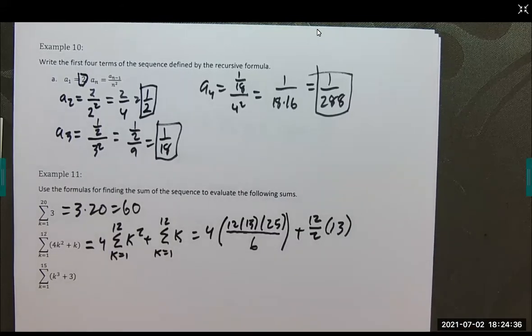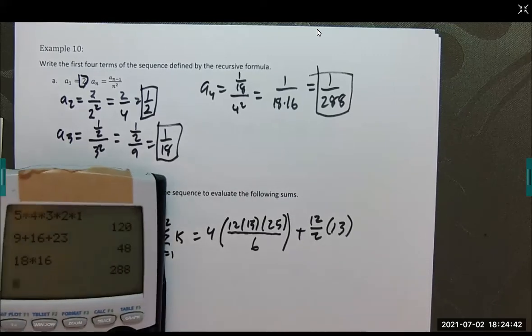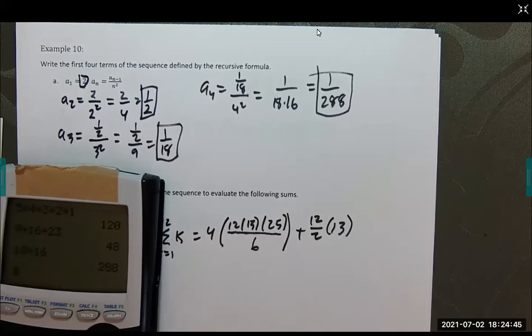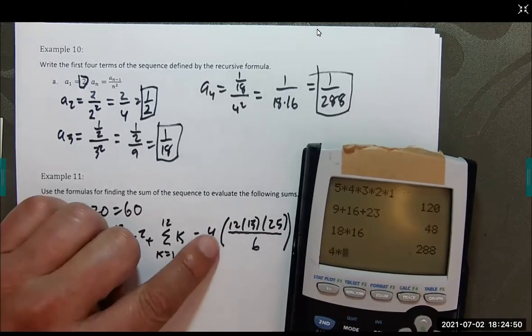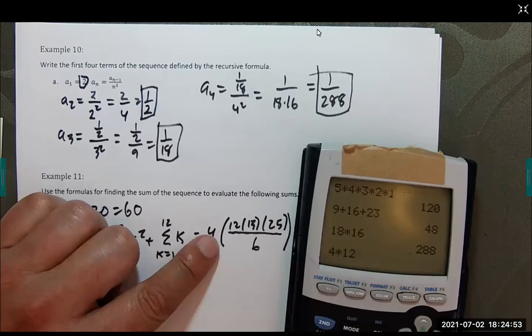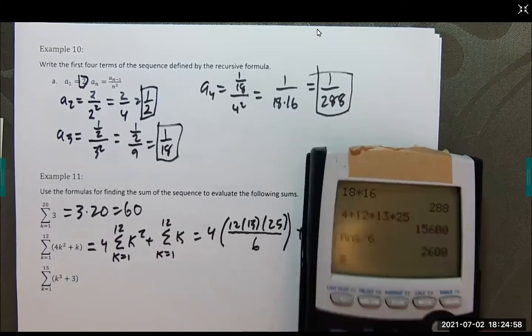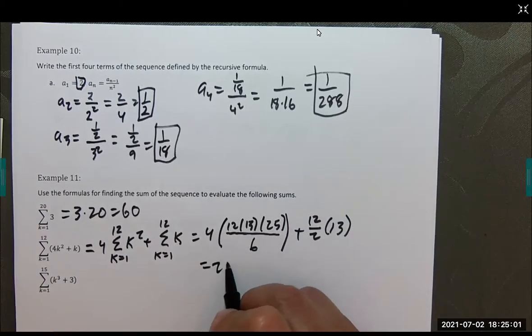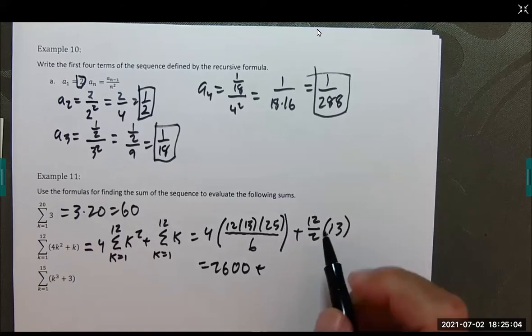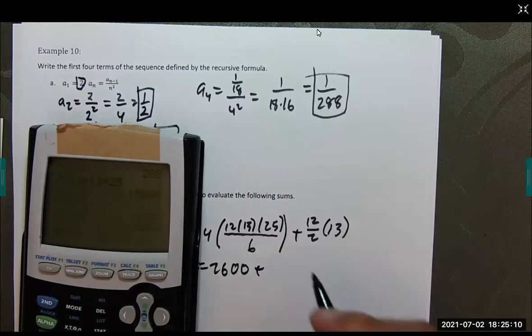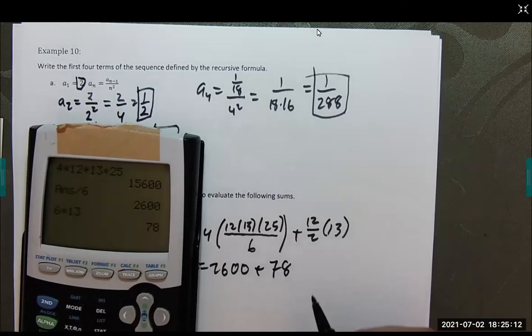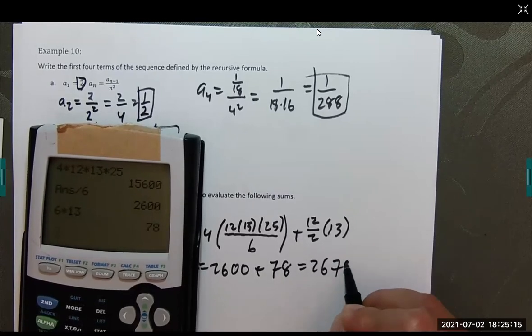Whew. That is messy. Let's see what we get with that. So I have 4 times 12 times 13 times 25 divided by 6. Okay, 2600. Plus, I can see 12 divided by 2 is 6. So 6 times 13, 78. That gives us 2678. No problem.